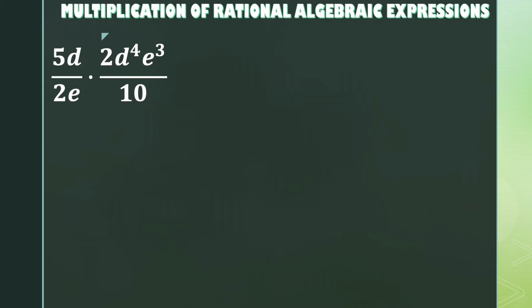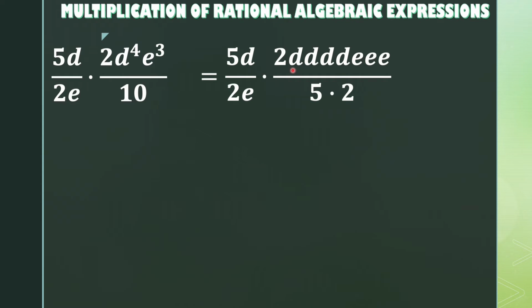5d over 2e times 2d raised to 4 e cubed over 10. Okay? So, 5d over 2e, naka-simplest form na po yun. Then we proceed to the second fraction or second rational expression. So, we have 2 times d times d times d times d, 4 na d. Then, we have 3e. Then, yung denominator natin, that is 5 times 2.